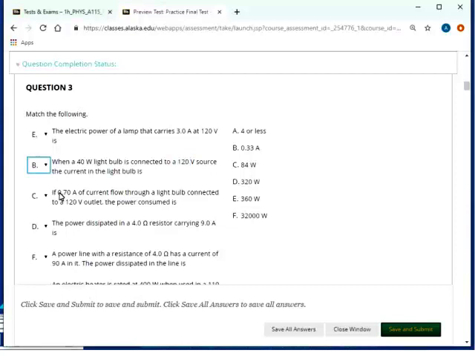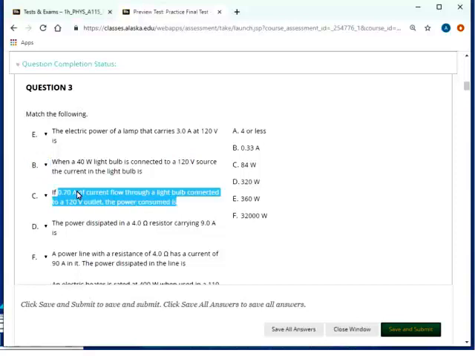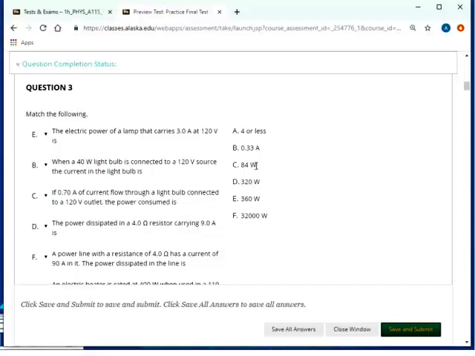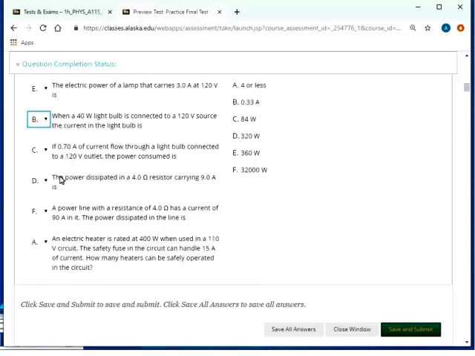0.70 amps of current through a light bulb connected to an outlet. The power consumed is 0.7 times 120, which is 84 watts. Power dissipated in a 4 ohm resistor carrying 9 amps of current.